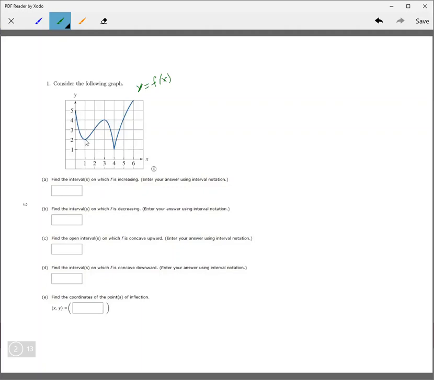Okay, so where it's increasing. It's increasing from 1 to 3, and notice that the first derivative is positive, but it's also increasing from 4 to 6. That would be the good answer for the first one. Where is it decreasing? So 1 to 3 and 4 to 6 is where it's increasing, and it's decreasing from 0 to 1 and then 3 to 4.